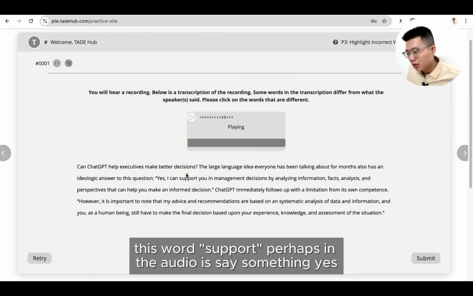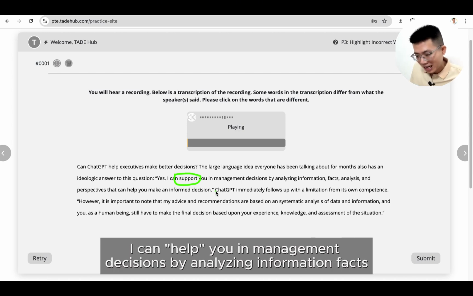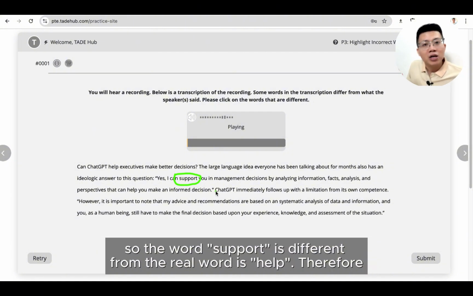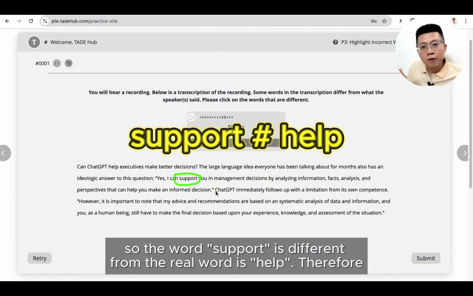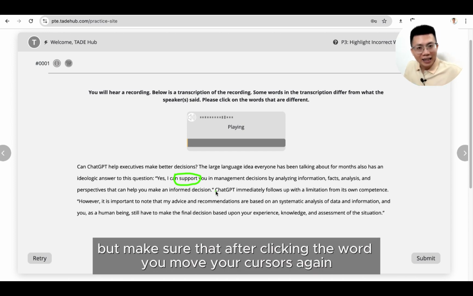For example, this word, support. Perhaps in the audio it says something like, "Yes, I can help you in management decisions by analyzing information facts." So the word support is different from the real word, which is help. Therefore, I will immediately click this word. But make sure that after clicking the word, you move your cursor again.